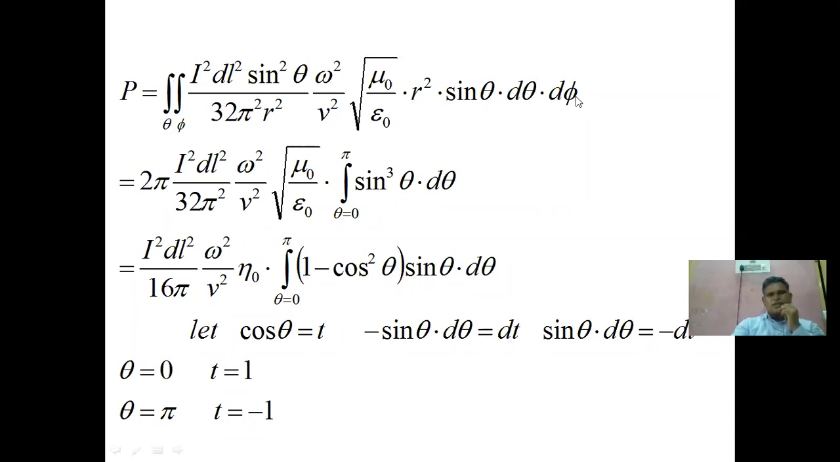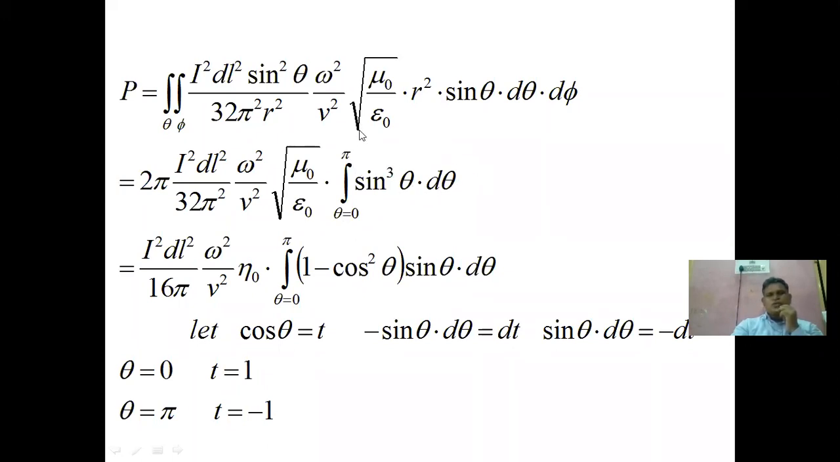Just substitute here. If you integrate with respect to phi, you will get 2 pi. I have kept 2 pi here. Now keep only the theta terms inside this integration. What is the theta term here? Sine square theta, and here another sine square theta d theta term. Remaining all are constants, so we can bring them outside. That is 2 pi I square dl square omega square divided by 32 pi square. What is the r square? The r square term here and this r square term will get cancelled. This is the square root of mu naught by epsilon naught, integral theta equal to 0 to pi sine cube theta d theta.